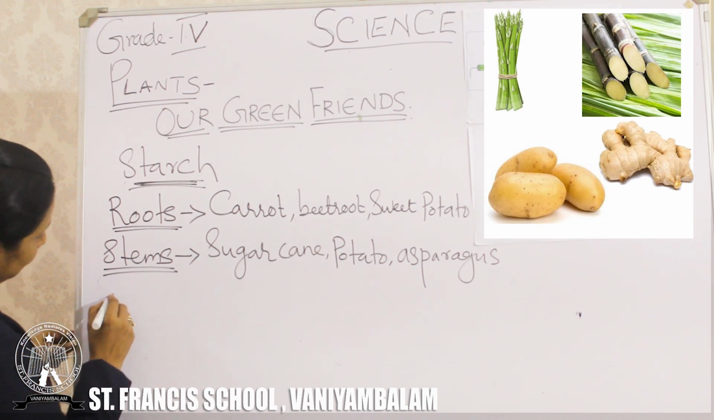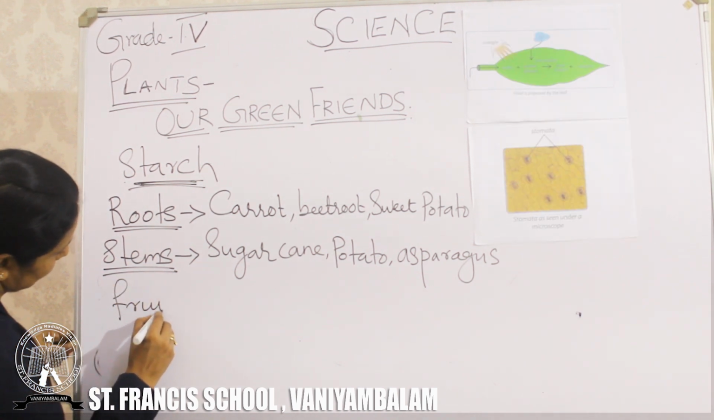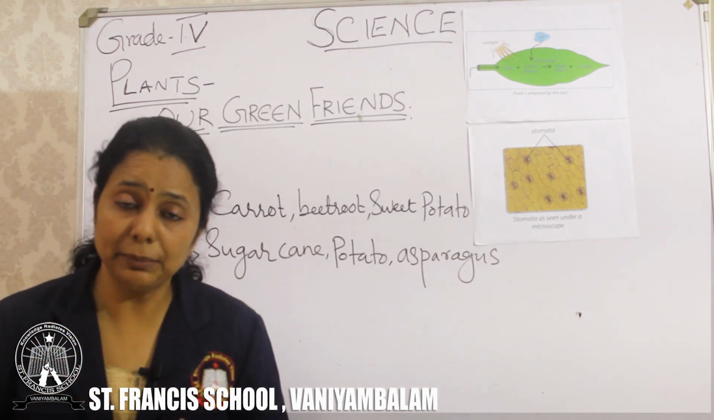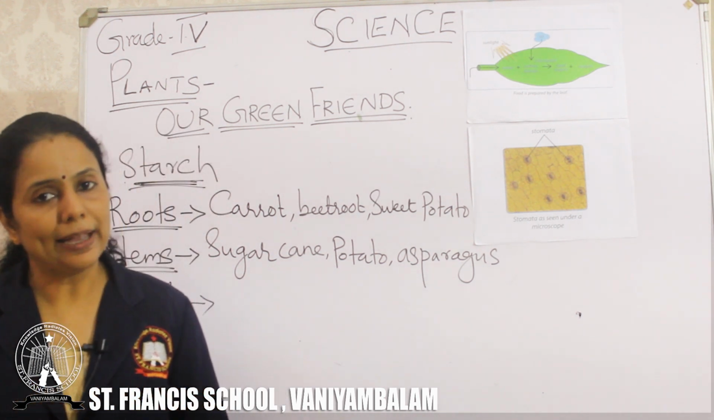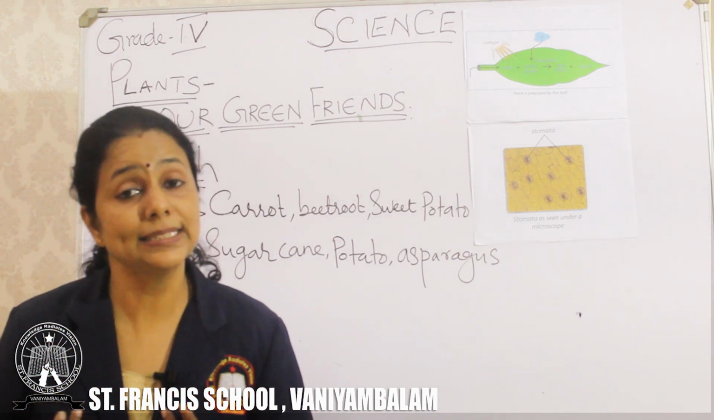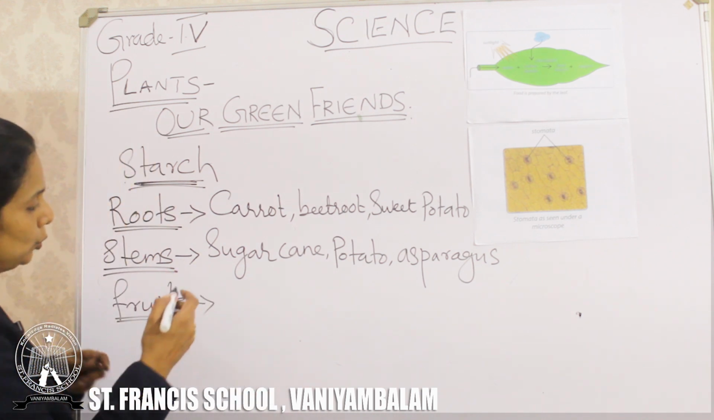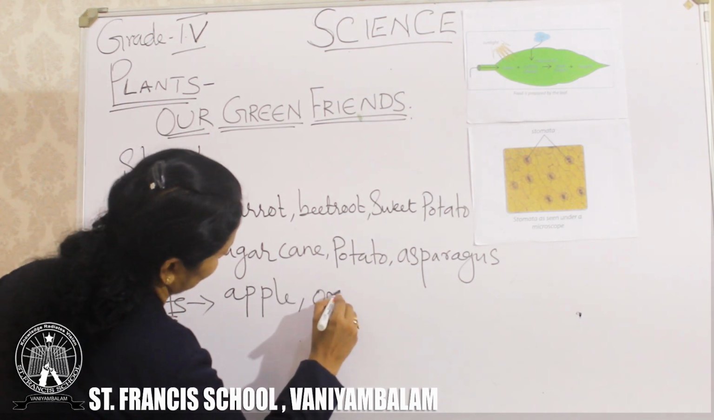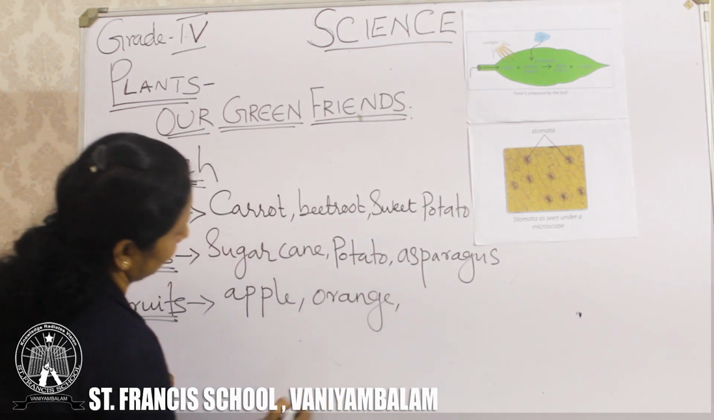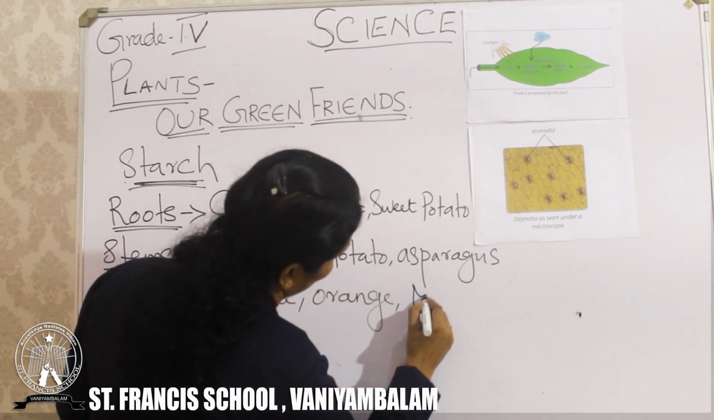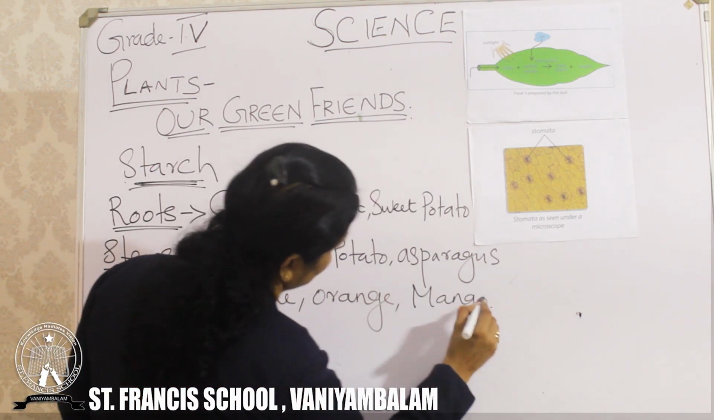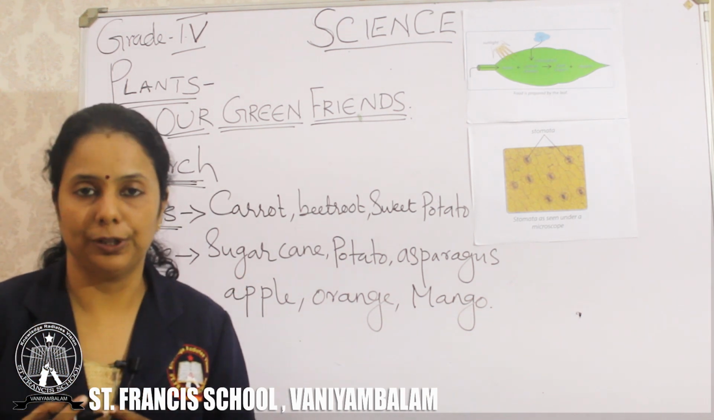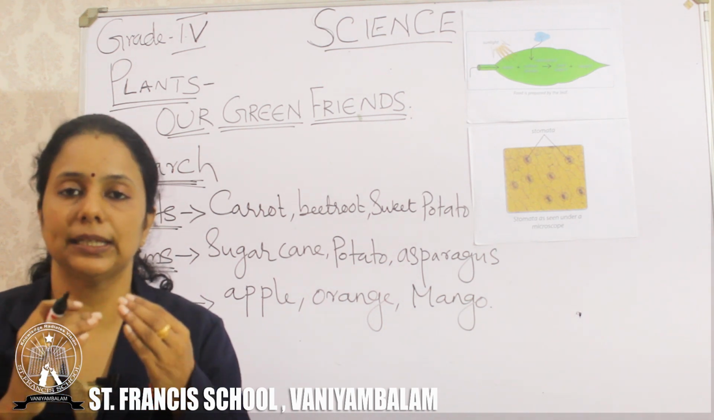In some other plants, food is stored in fruits. And can you tell me some examples? Correct. Mango, apple, custard apple, these are all examples of fruits. Apple, orange, all fruits, okay? Apple, orange, mango. In these plants, the fruit is the food. That is, in fruits, the food is stored.